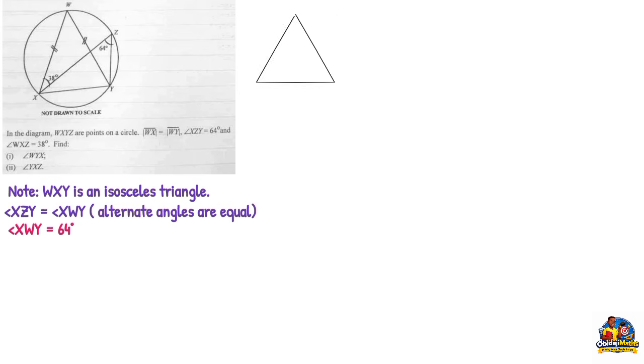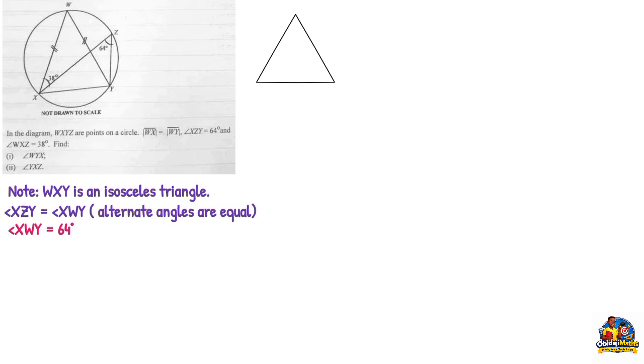Now let's note that WXY is an isosceles triangle. WX is equal to WY. Now angle XZY is equal to angle XWY. Alternate angles are equal, which means that XWY will be 64 because XZY is 64.